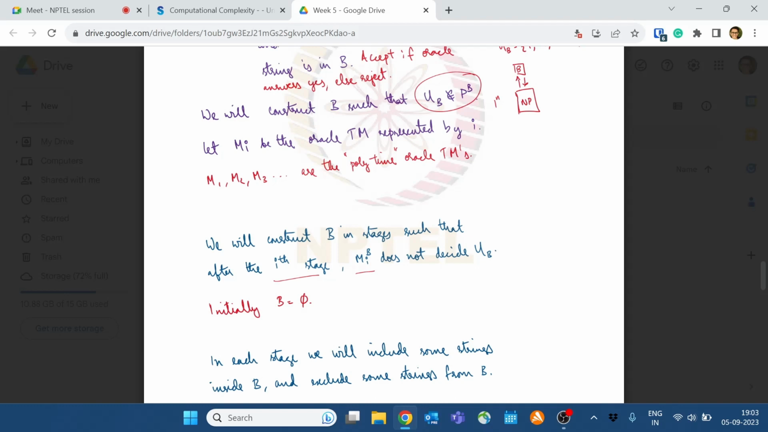And what does it mean by completely figured out here? By completely figured out, I mean that we would have decided which strings of length j are in B and which strings of length j are not in B.